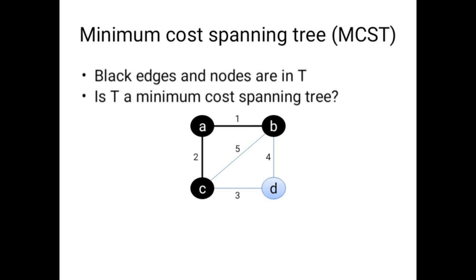For this graph, minimum cost spanning tree. So all the black edges and nodes are in T. T is nothing but the minimum cost spanning tree. Is this a minimum cost spanning tree?